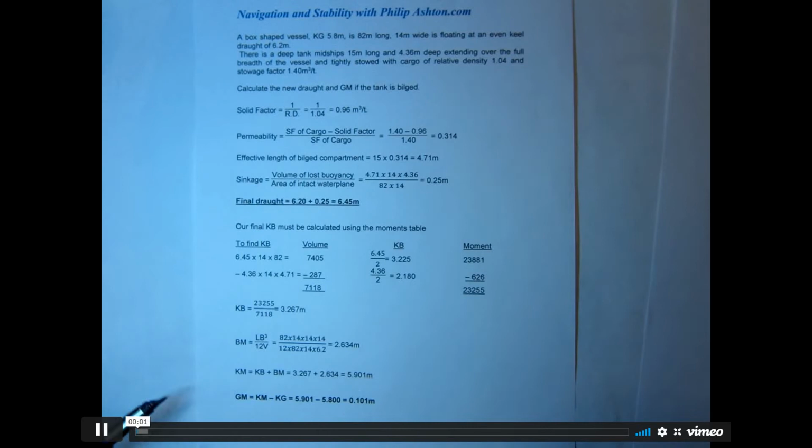We'll look at the bilging problem here, where we have a box-shaped vessel. We're given our KG, length and breadth and draft, with a deep tank midships, 15 metres long by 4.36 deep, extends over the full breadth of course, and it's tightly stowed, cargo density given and the stowage factor given. Calculate the new draft and GM.